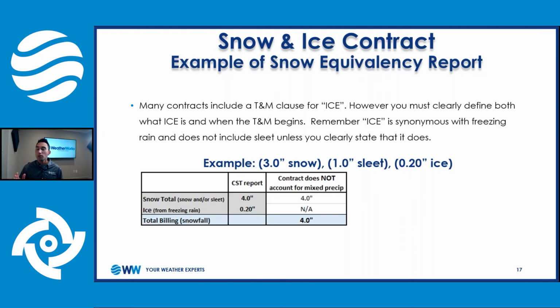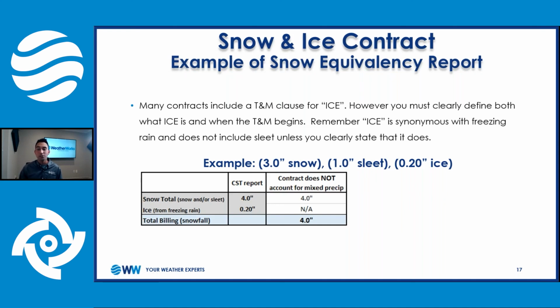So let's look at an example where 3 inches of snow fell, 1 inch of sleet fell, 0.2 inches of ice fell. In your CST report, you will have 4 inches of snow total because, again, snow and sleet are combined together. That's just the standard practice of measuring snow since snow began becoming measured way back when. And 0.2 inches of ice would be separated out from the freezing rain.